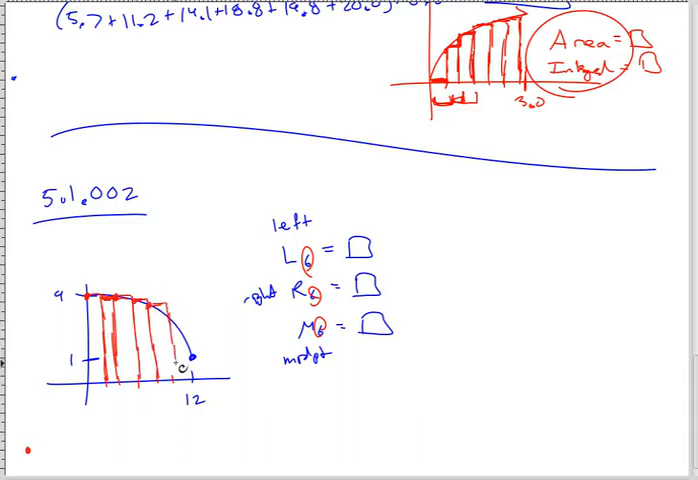See how I'm starting on the left side? I'm starting on the left side and I go over. Start on the left side, go over. And so we got 6 rectangles.